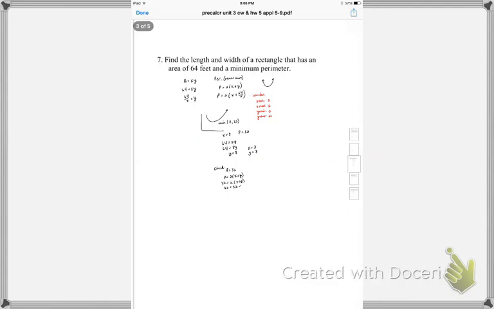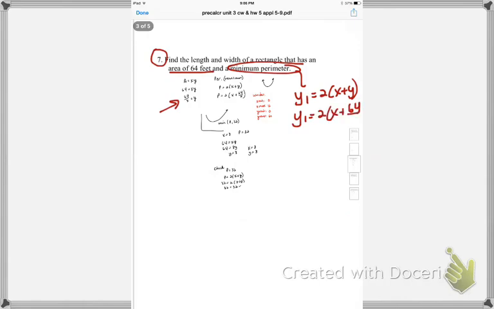I'm going back to number 7 because I think we missed number 7. Number 7, you found the length and width of a rectangle that has an area of 64 and a minimum perimeter. This is what's going into your y. Your y1 is our perimeter formula. Your area is here. Substitute in your y. And plug that in your y1.